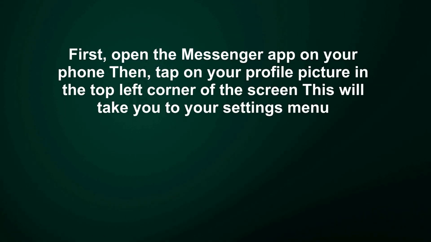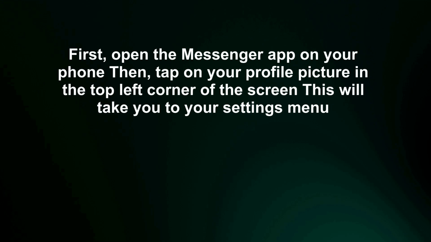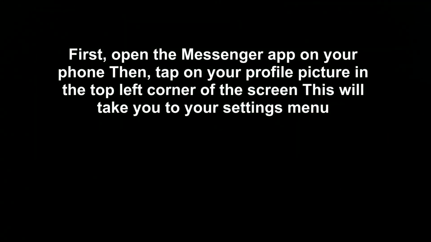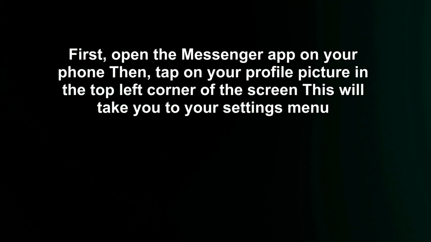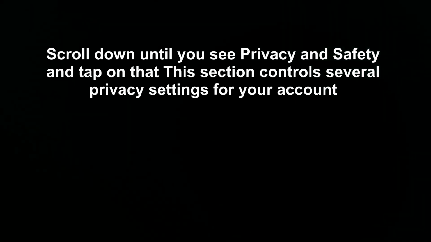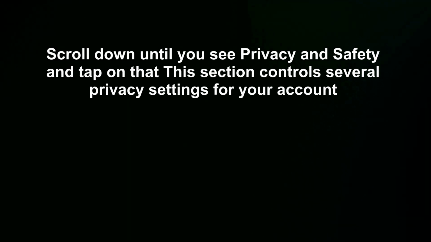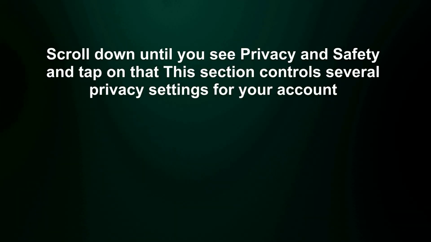First, open the Messenger app on your phone, then tap on your profile picture in the top left corner of the screen. This will take you to your settings menu. Scroll down until you see privacy and safety and tap on that. This section controls several privacy settings for your account.